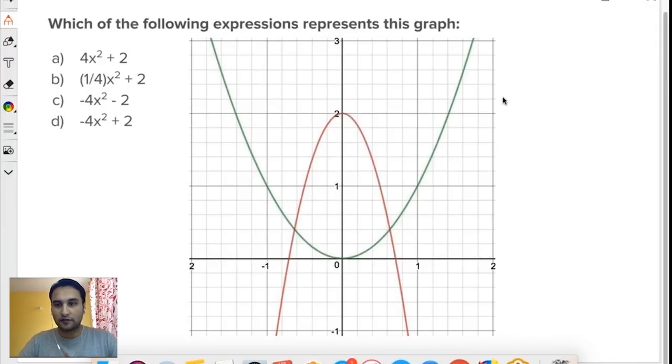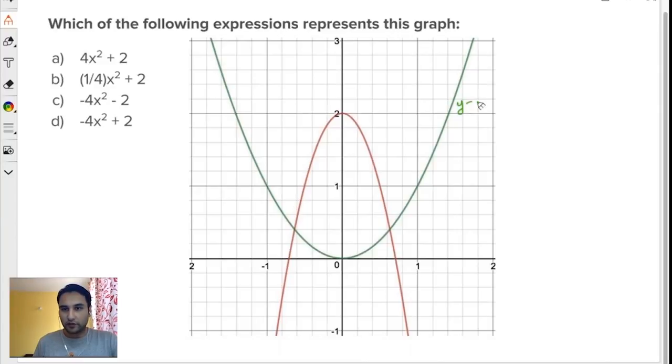Look at this graph. Now, your green graph, all of you know, is y equals x square. The question is, which one of the options is your red graph? Is it y equals this? Is it y equals this? Or is it y equals this? Or this? I am expecting at least 60 to 70% correct answers here.